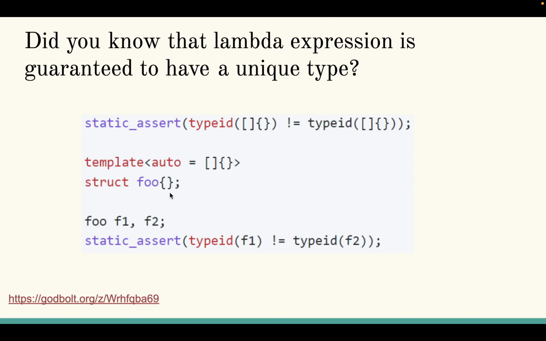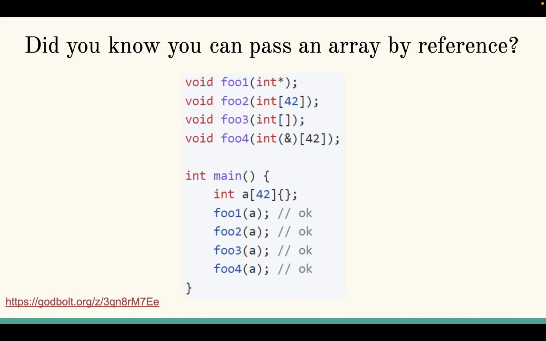Let's see another interesting example. Here we have a templatized structure, and the template argument is a lambda expression type. It means each object from this structure that is instantiated will have a different type ID. Let's see the rest of the example. Here, two objects have been instantiated from the foo class, and if we compare the type IDs, they will have different type IDs. These are also interesting. Let's see another one.